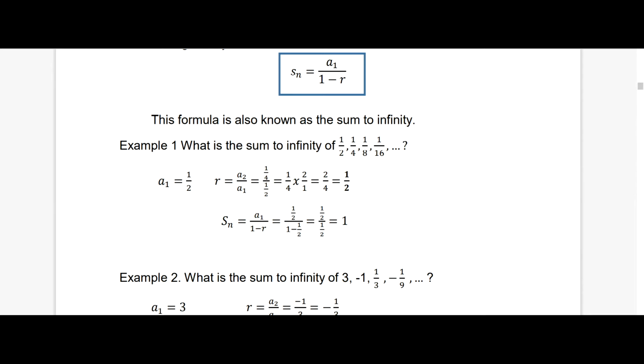So, your common ratio is 1/2. Inasolve na natin to kanina. Yung 1/4 over 1/2. So, reciprocal ni 1/2, kaya magiging 2 over 1. So, 1 times 2, that's 2. 4 times 1, that's 4. So, simplify this, or lowest term, that is 1/2. So, you have your common ratio. Now, let's substitute it to the formula.